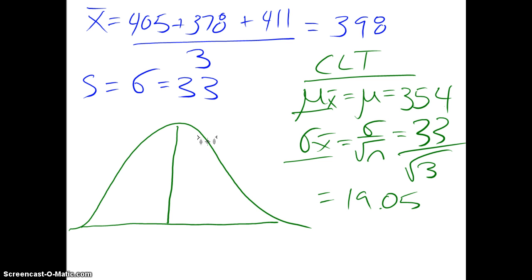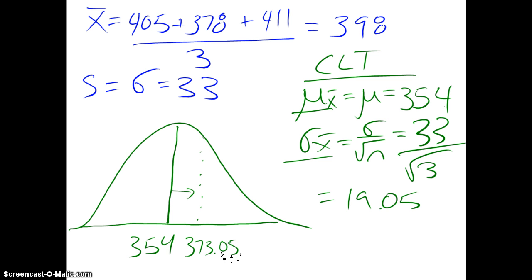The bell curve should be centered on 354. Okay, and a standard deviation, which would describe the variation of the bell curve. Okay, if we move one out, we're going to just be adding 19.05. Okay, and so if we move one standard deviation to the right, like so, it's going to move it up to 373.05.